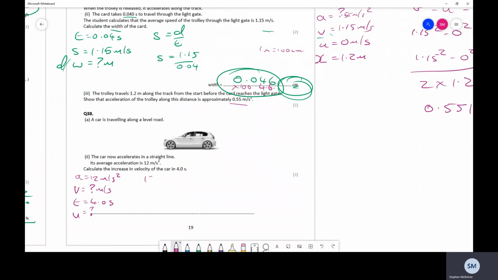All right, so 12 meters per second squared means that every second it's increasing its velocity by 12 meters per second. After 1 second, it will increase its velocity by 12 meters per second. After 2 seconds, it will be a 24 meters per second increase. After 3 seconds, 36 meters per second. And after 4 seconds, a 48 meters per second increase. So to find this, we just do 12 meters per second squared times 4. That's my answer.